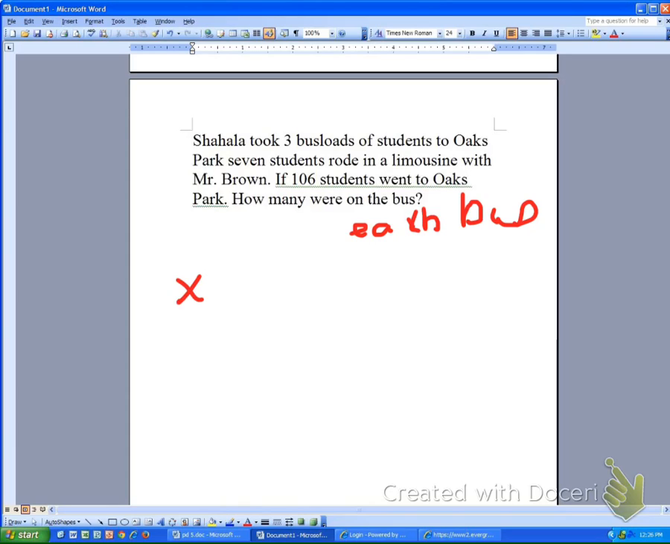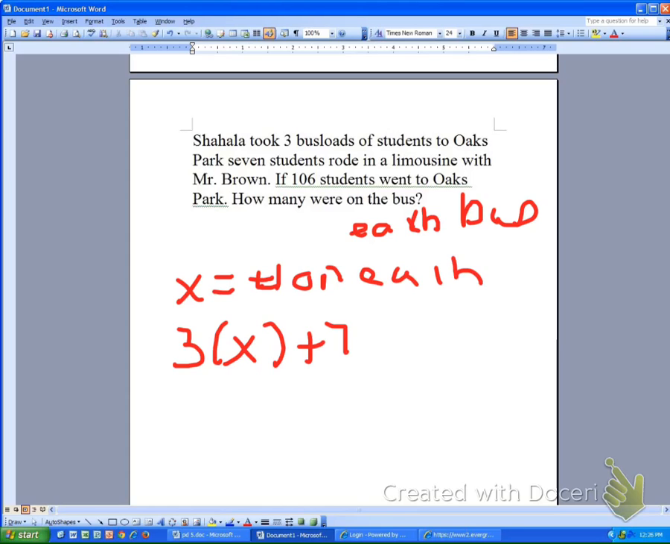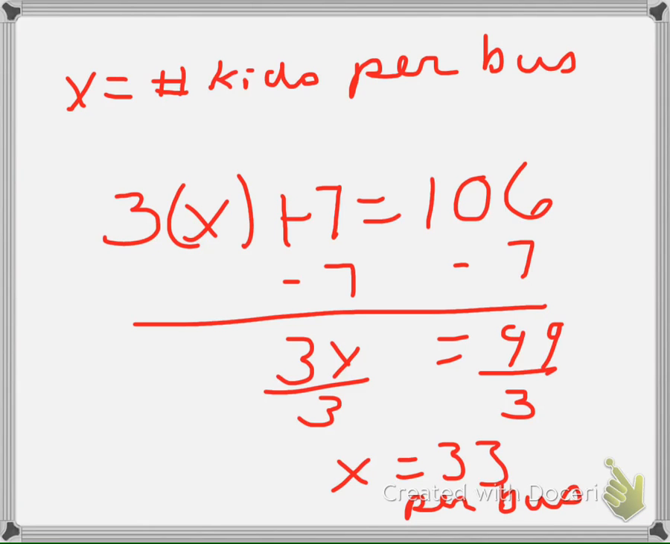Okay, if X is equal to the number on each bus, then 3 buses were taken times however many were on each bus plus 7 were in a limousine, and that's equal to 106. Okay, solve this equation and then turn the video back on and check to make sure you solved it correctly. Okay, so notice I defined my variable, subtracting 7 from each side, dividing by 3. There were 33 students on each bus.